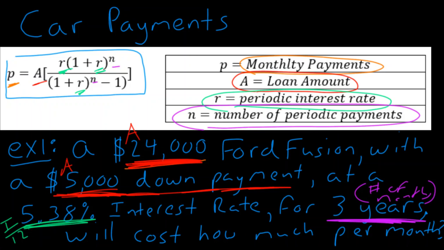So everything that I highlighted in red is going to help us find our loan amount. The things that I highlighted in green are going to help us find our periodic interest rates. And the things that I highlighted in purple are going to help us find our number of periodic payments. Alright guys, let me go ahead and make this a little bit clearer.